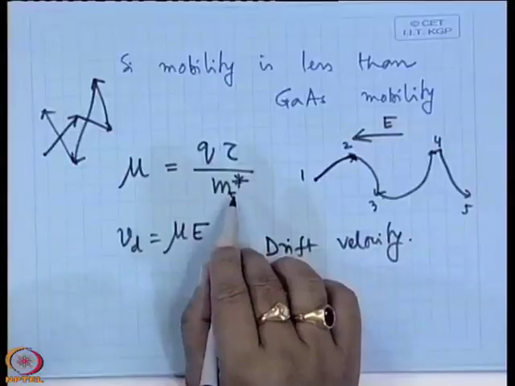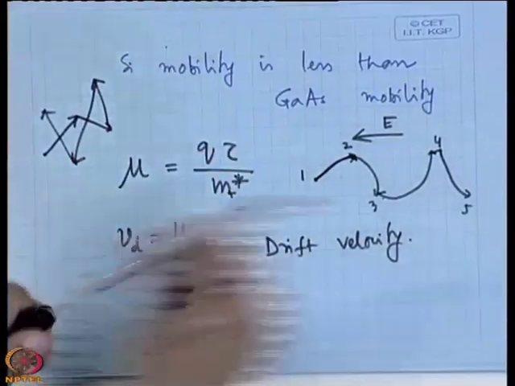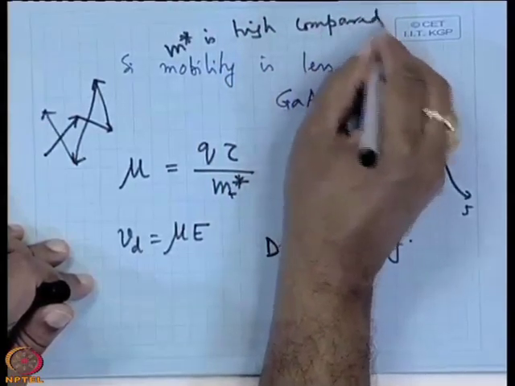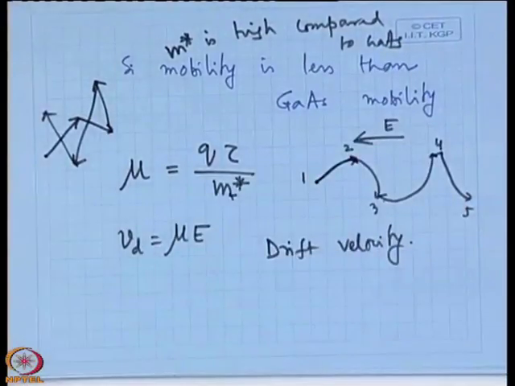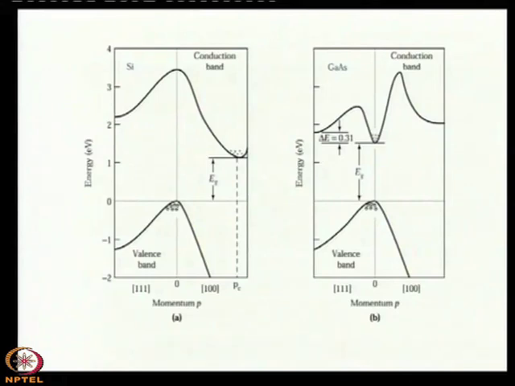For silicon, m star is high compared to gallium arsenide. It is because of the curvature of its band. So, the origin of the mobility is also related to the curvature of the band. Let me show you this diagram. You see that this is silicon, this is the curvature, and in gallium arsenide this is the curvature. This is the silicon band, this is the gallium arsenide conduction band.